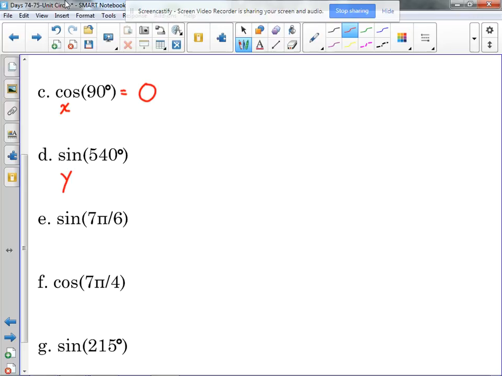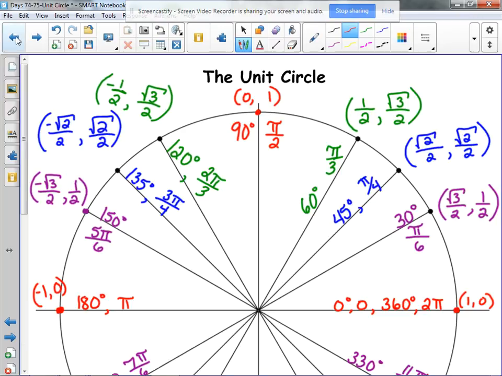All right, D, the sine, which is y, of 540 degrees. Now, is 540 degrees on our unit circle? No, it's not, okay? 540 degrees is more than 360 degrees, okay? So what has happened, and let me go over here to my unit circle to show you. We have started right here. We've gone all the way around 360 degrees, and we've kept going. Okay, we've kept going. So how can we figure out how far we've kept going?